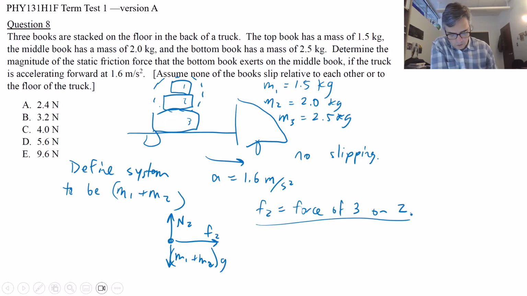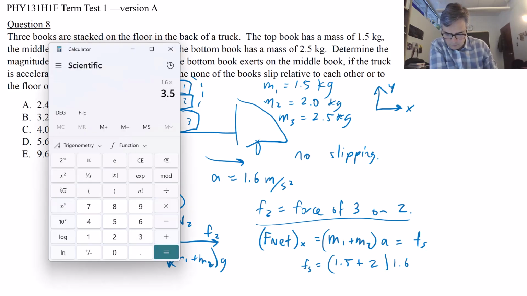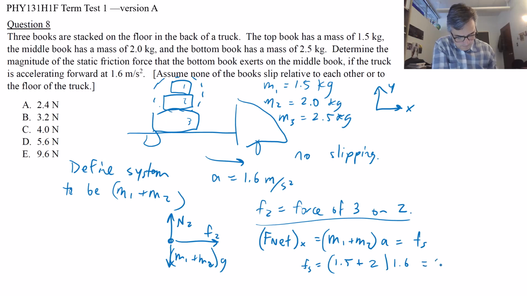Makes sense? So that's going to be the net force, F net in the x direction, if x is towards the right here, is the mass of the object, which the system is m1 plus m2, times acceleration, is equal to F_s. That's the only force there. So all we have to do is just solve this out. We've got 1.5 plus 2 times 1.6 equals 5.6 newtons. So the answer is D.